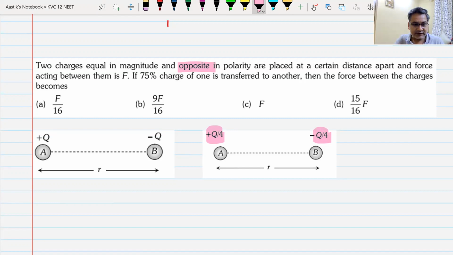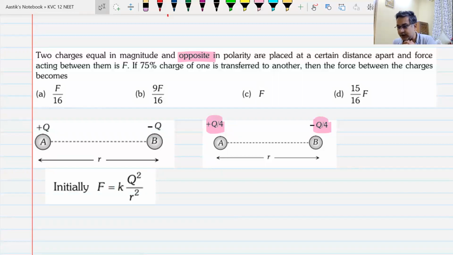Now can you give me the answer? F by 16, sir. Yes, it will be F by 16 because the initial force, as you can see, will be KQ square by R square. And if you look at the final force, both the charges have become 1/4. So the force will definitely become 1 by 16.